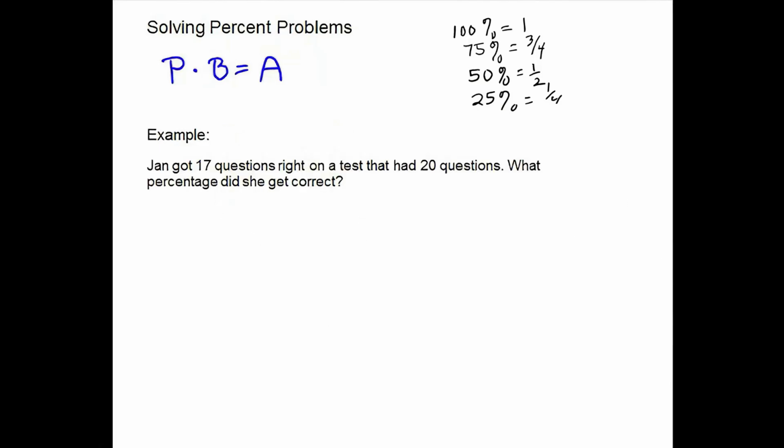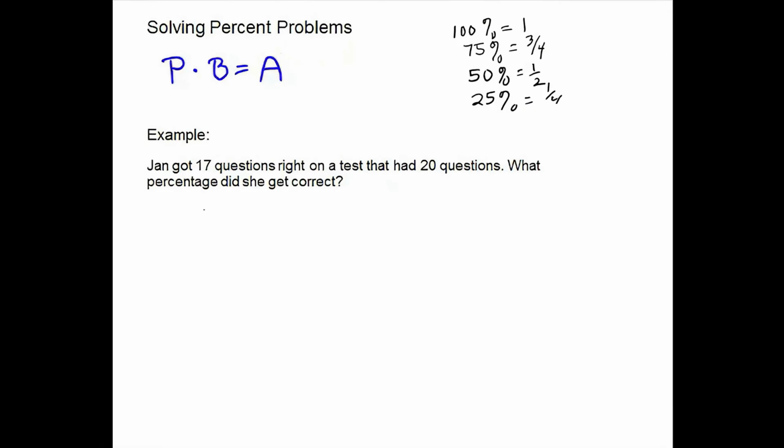Let's look at one more example. It says Jan got 17 questions right on a test that had 20 questions. What percentage did she get correct? So this one is not a direct translation. Remember at the beginning that I said you can think of the base as the whole thing and the amount as the part. So we can still work with our formula.